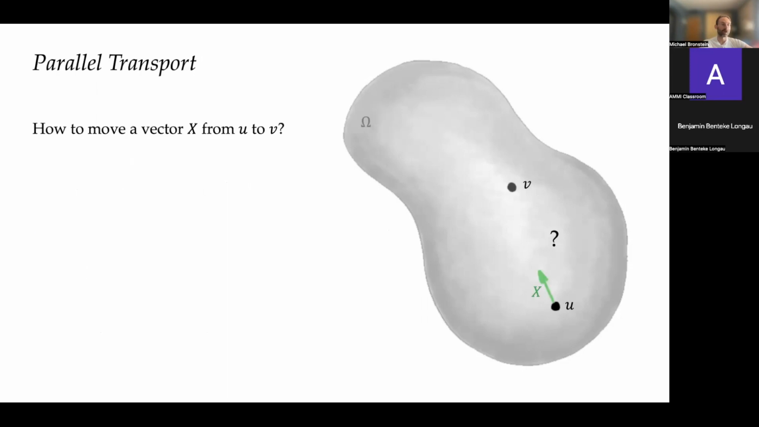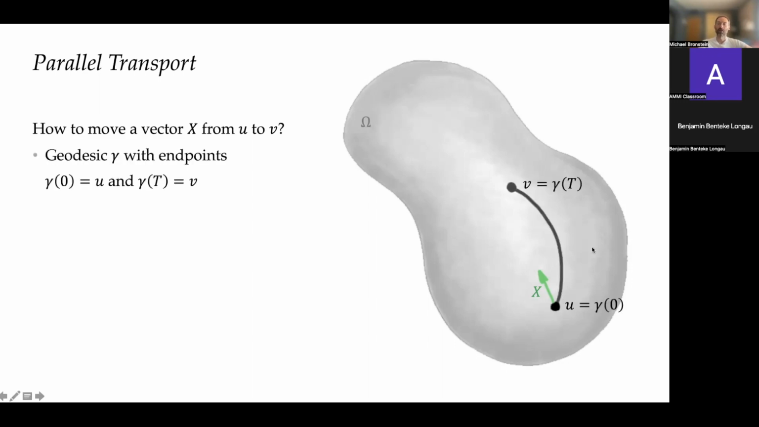Now, another thing that geodesics allow us to do is to define what is called parallel transport. It's a way of moving a vector from point U to point V, right? Let's say that I have this vector X at point U. It's a tangent vector in the respective tangent space. I can define a geodesic that goes from U to V with these endpoints.